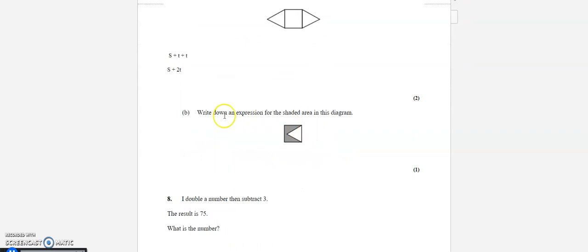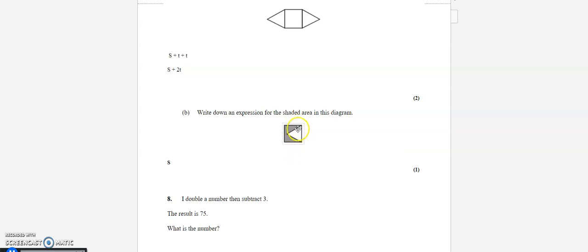Now, part B is an expression for the shaded area of this diagram. Now, what this is essentially doing is it's using this square and it's placing a triangle inside of it. So it's placing one of the triangles inside of it. So the first thing we've got to think about is we've got our square, and the S, the square, would give us the area if that whole thing was shaded in, if the whole square was shaded in.